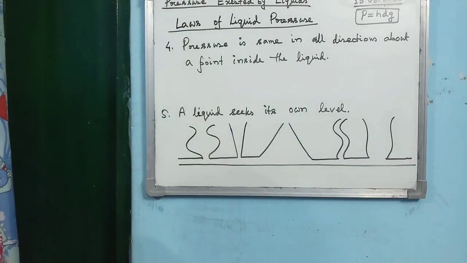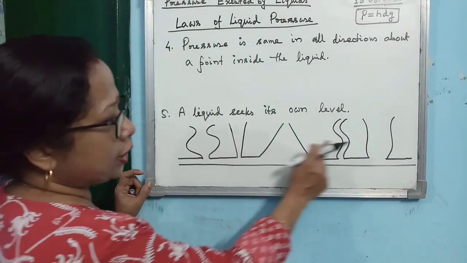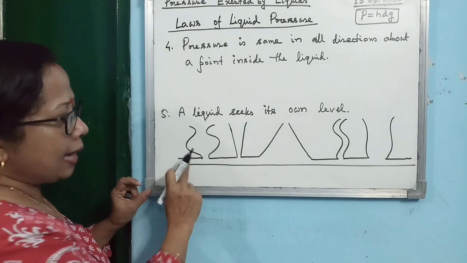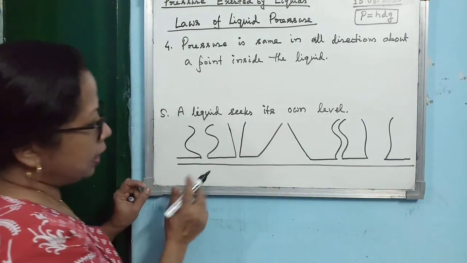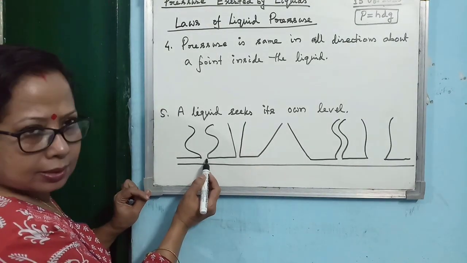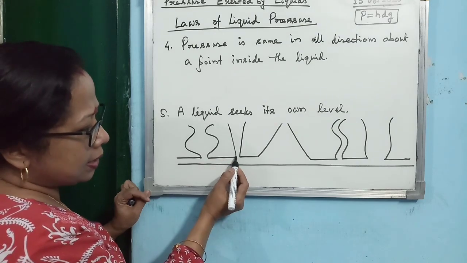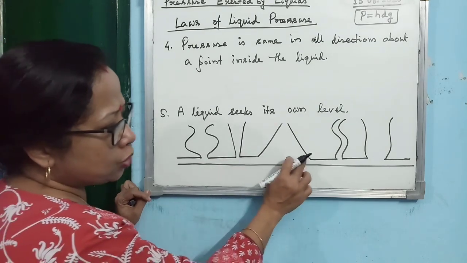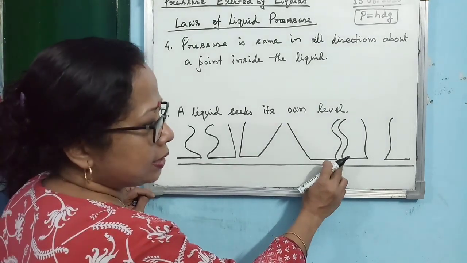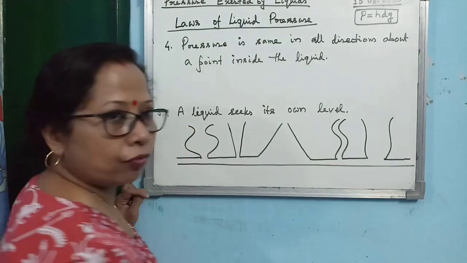Now consider this. You see, I have taken different shape containers, and they are interconnected. Look at this one, the base is narrow. Here the base is very narrow. The base is wide enough. Here the base is narrow. Again the base is wide.